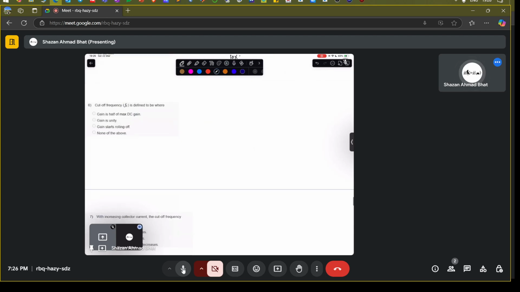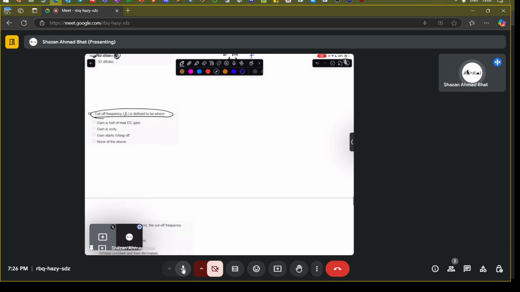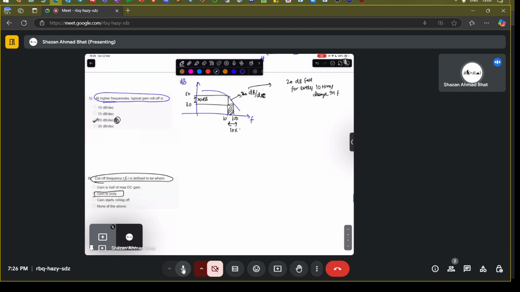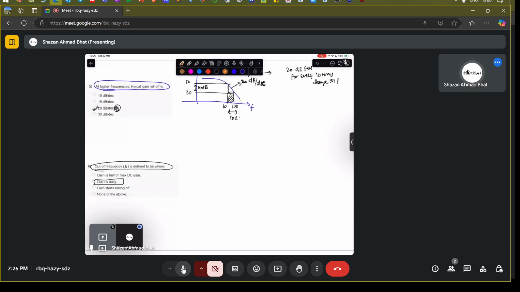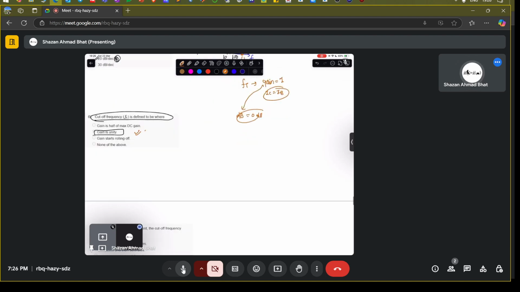And the cutoff frequency is defined where the gain is unity. This is the cutoff frequency again. If you extrapolate this point, this is the cutoff frequency fT, at which basically the gain is unity. Unity gain means that IC is equivalent to IB, but if you write this in terms of a decibel scale, that means it's 0 decibels. This is the 0 decibel. Okay, so that's also what we discussed.